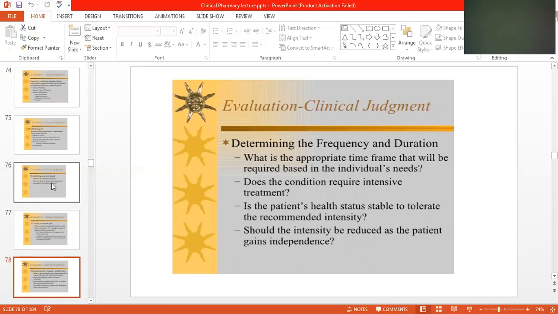What determines the frequency and duration? What is the appropriate time frame that will be required based on the individual's needs? Does the condition require intensive treatment? Is the patient's health status stable enough to tolerate the recommended intensity? Should the intensity be reduced as the patient gains independence? These are all very important in the evaluation and clinical judgment of your treatment plan.